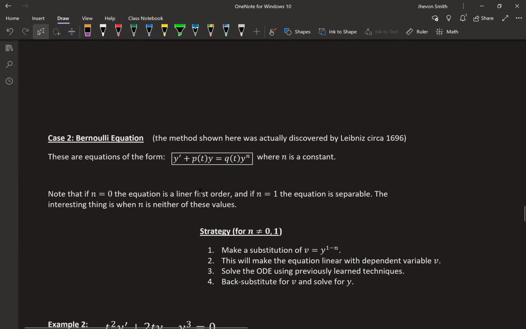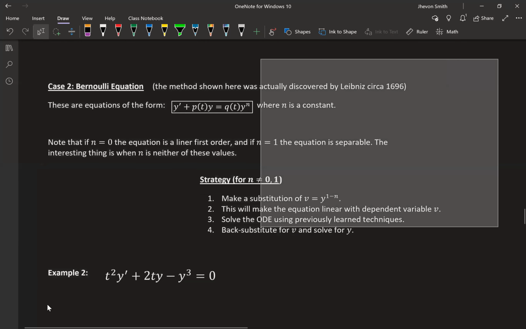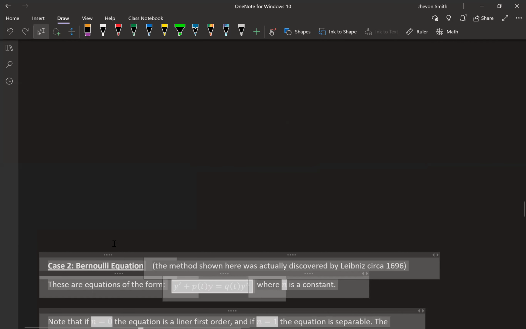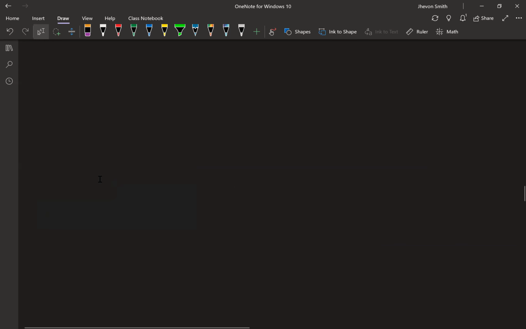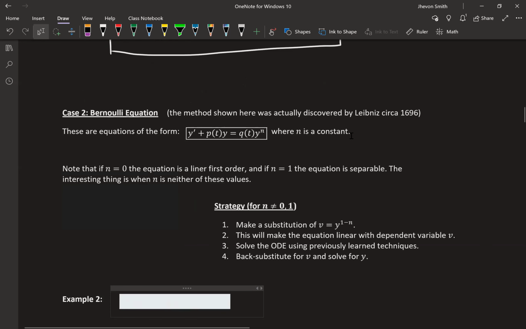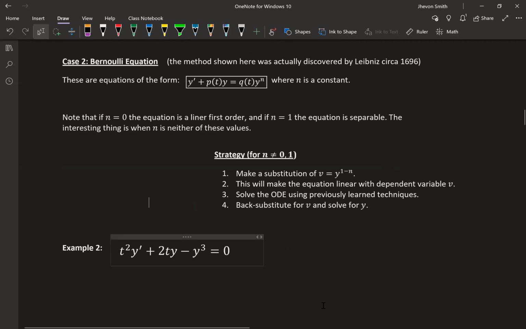Here's another case. I left a lot of space here. Here's another scenario in which we know very well how to solve ODEs. How many examples did I give? I gave one example. Okay. So this is a very special kind of equation. It is called a Bernoulli equation. The method for solving these that I'm going to present to you was actually the one discovered by Leibniz, the same guy who invented calculus alongside of Newton as we know it today, back in the 1690s. But these are called a Bernoulli equation.